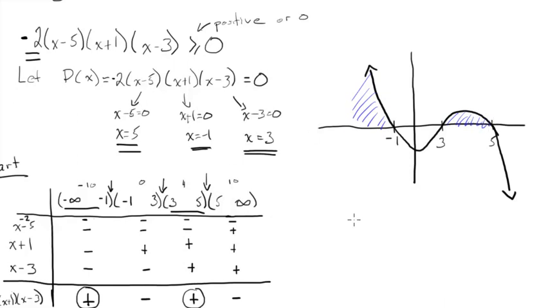So therefore, x is between, well, can't be a square bracket for negative infinity. So a round bracket on negative infinity to negative 1. And again, you have to know that you include negative 1 because it could be equal to 0 at negative 1. And then from 3 to 5, and you include both of them because those are your zeros. So same solution as over here.